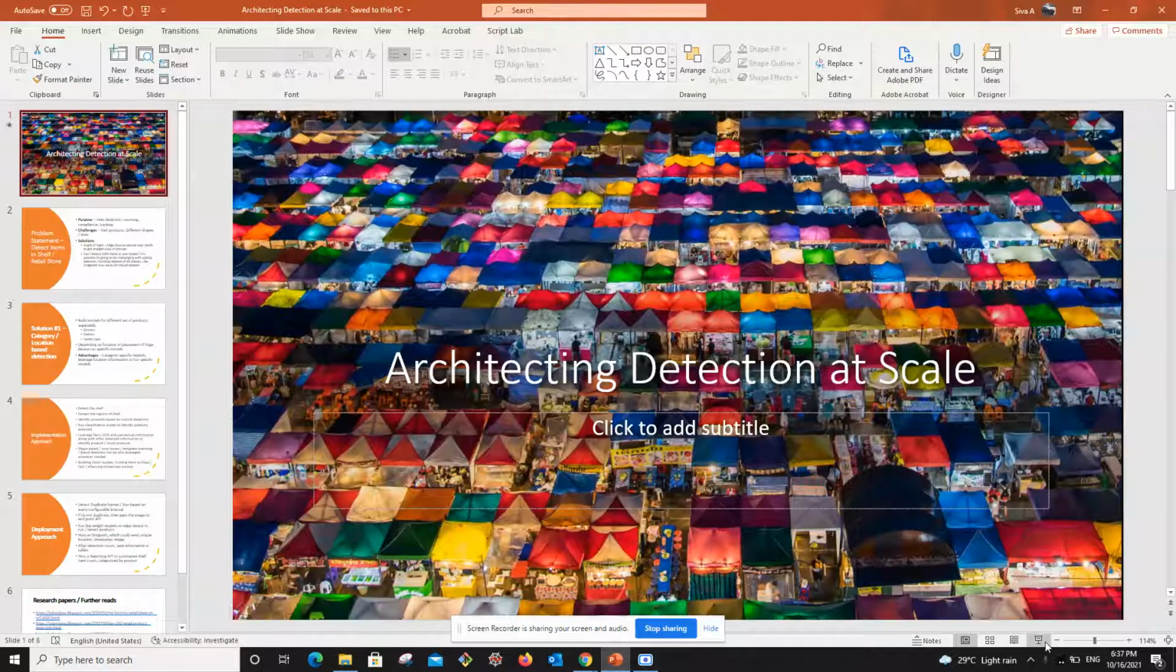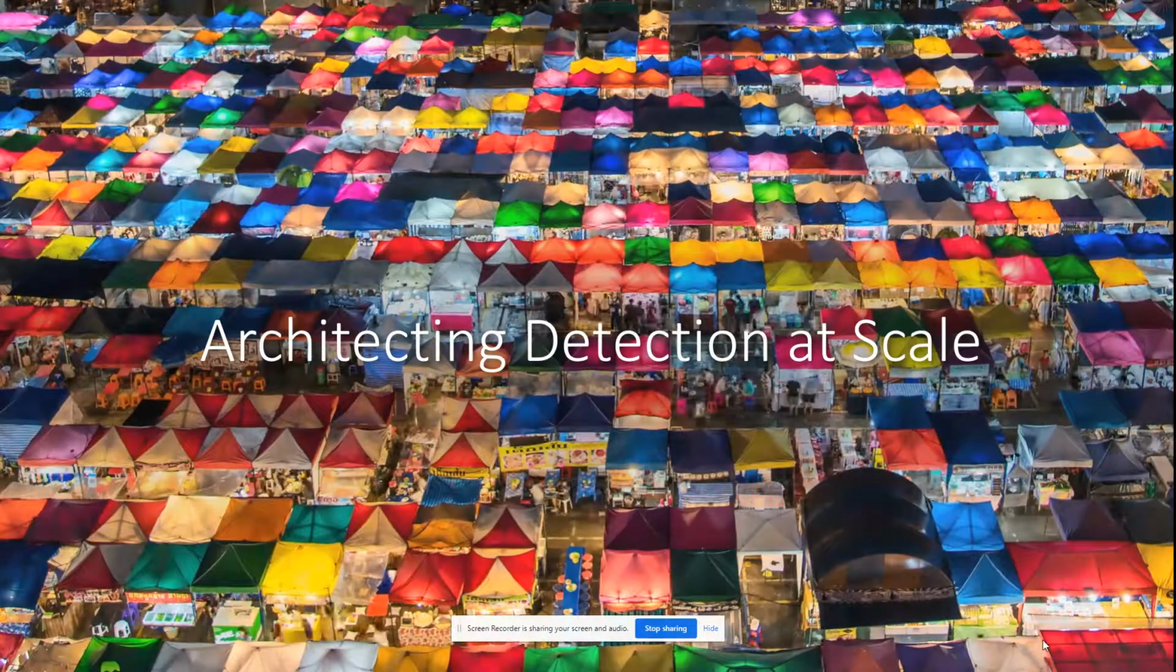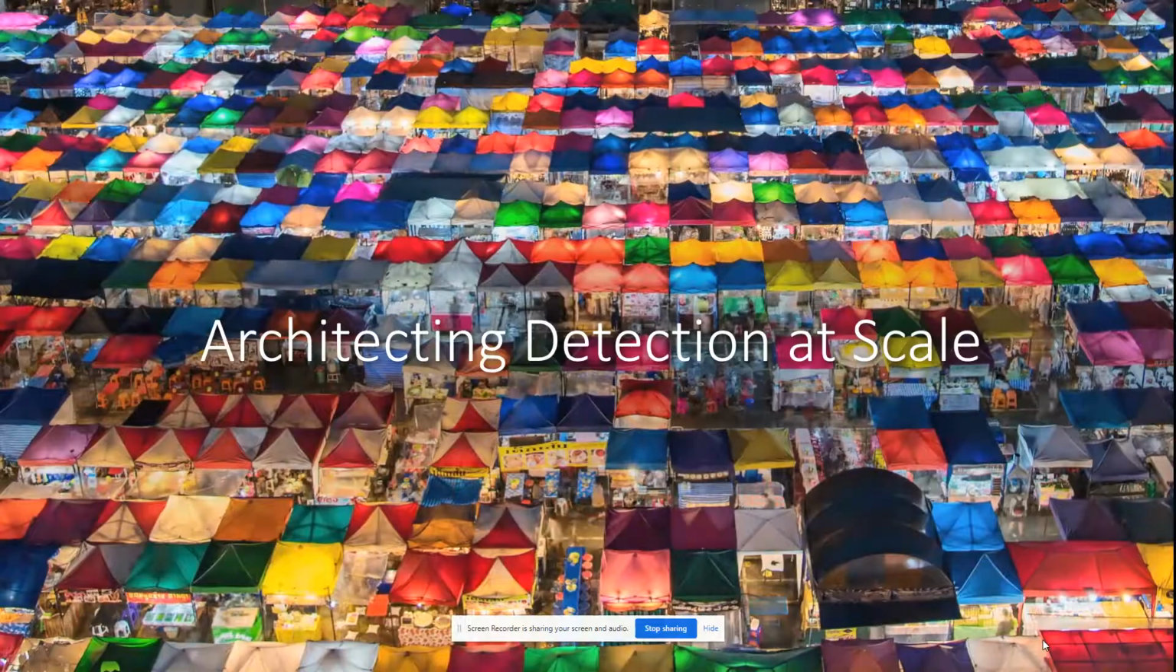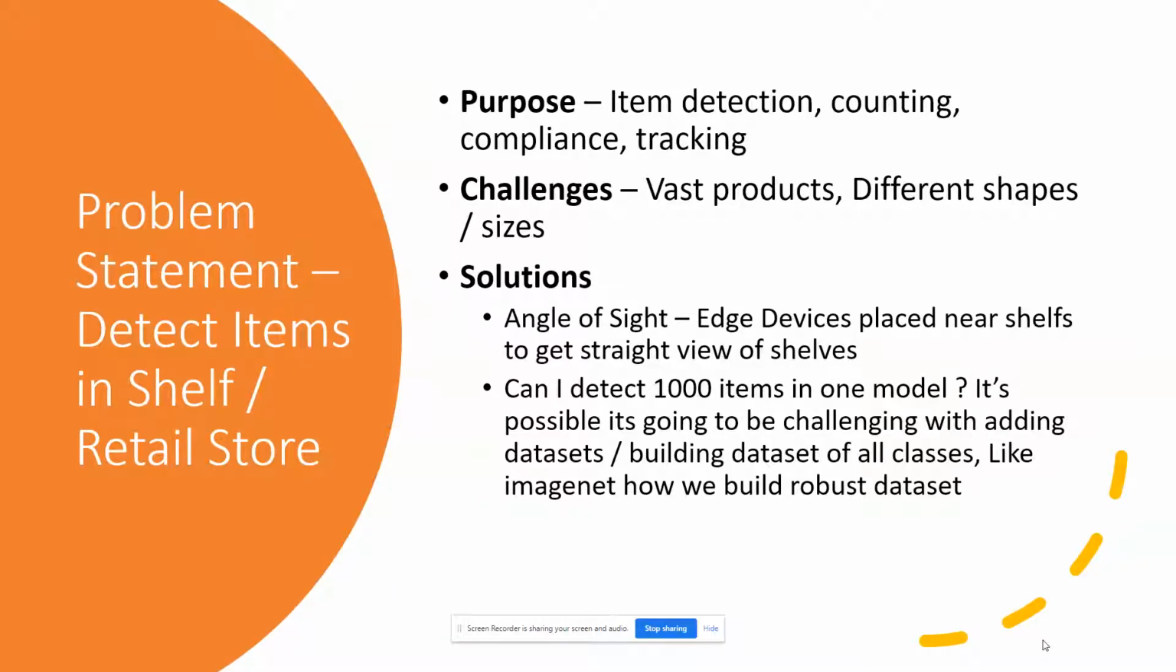Hi team. Today we are going to look at architecting detection at scale. Let's take an example. If you are going to do detection and tracking of items on retail shelves, how are we going to detect, count the number of items, and track the empty shelves? The challenges are that there is a vast set of products with different shapes, sizes, light, and occlusion. Many things play a role.